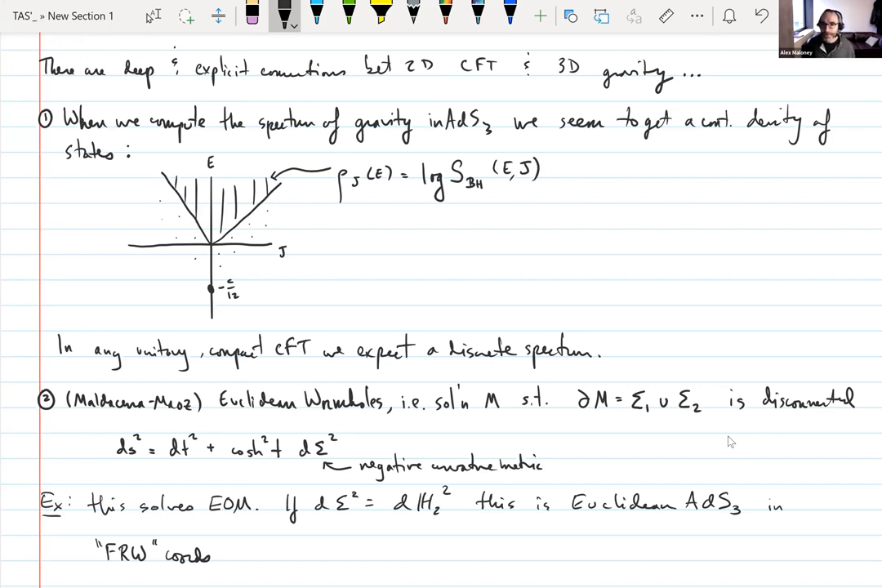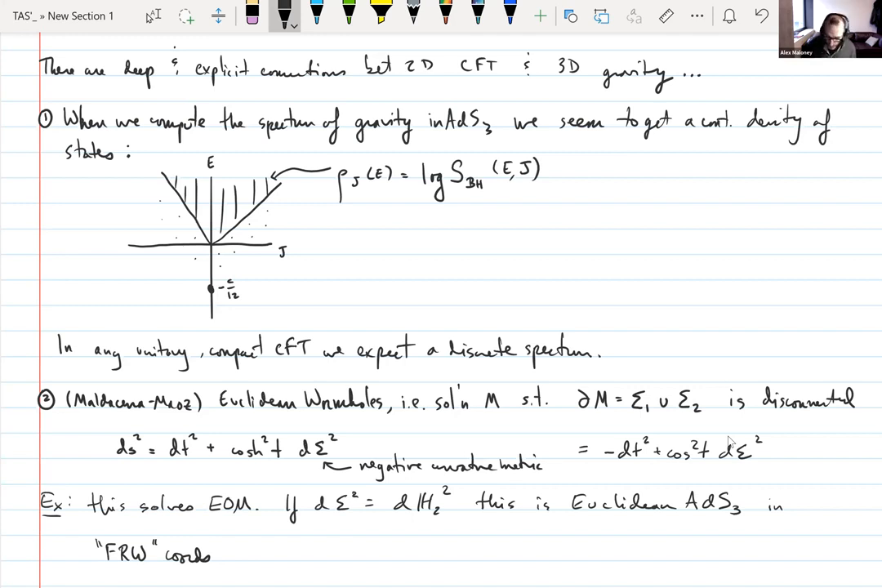Why do I call these FRW coordinates? I call them FRW coordinates because if I rewrote this metric by doing the change of coordinates t to it, then t will become a genuine Lorentzian time coordinate. That cosh will become a cosine. And then this looks like the metric on a cosmology that has a big bang singularity at t equals minus pi over 2 and a big crunch singularity at t equals plus pi over 2. So this is the coordinate system where anti-de Sitter space looks like an FRW universe.